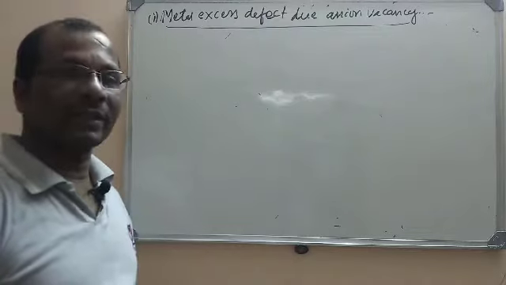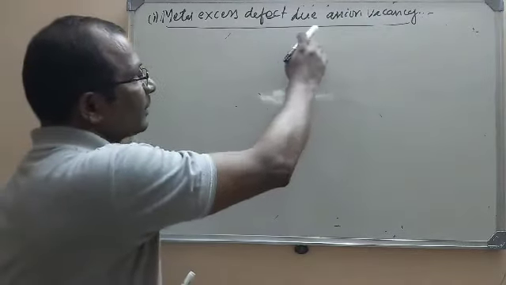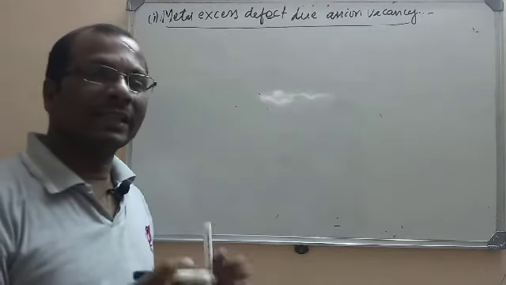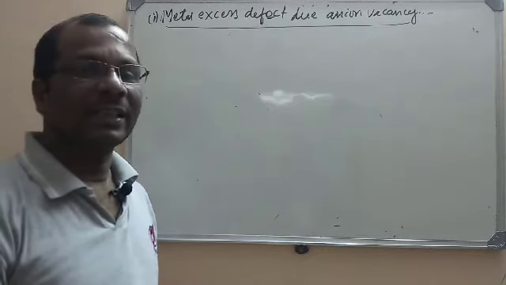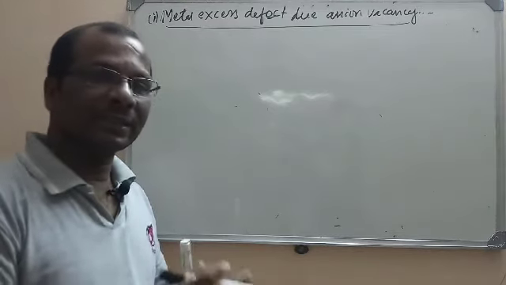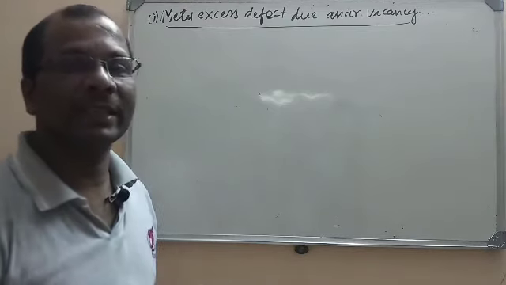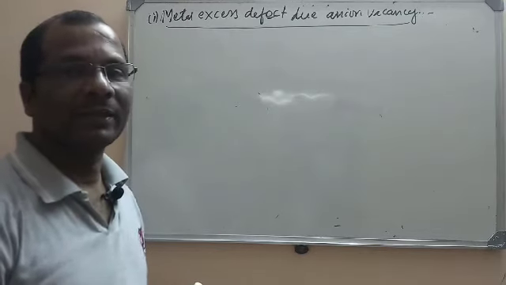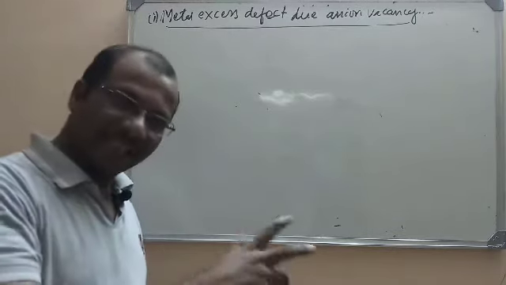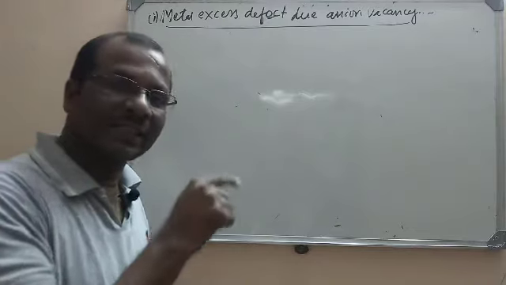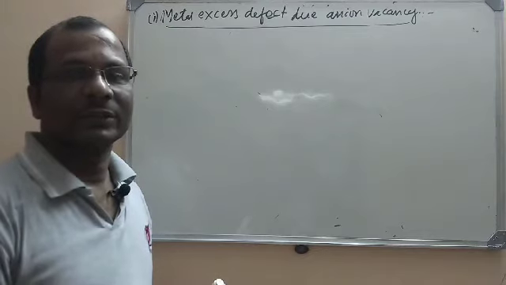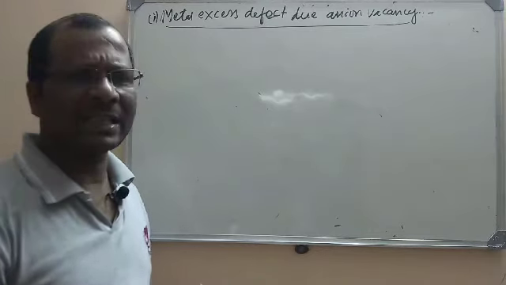Let me go to the definition. In metal excess defect due to anion vacancy, the anion will leave the lattice, creating a vacancy or a hole. When the anion leaves, the site will become vacant. That hole or vacancy will be occupied by an unpaired electron. This is called a metal excess defect due to anion vacancy. So how it occurs and what is the consequence, let us understand.